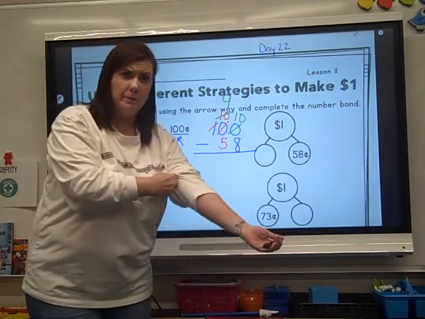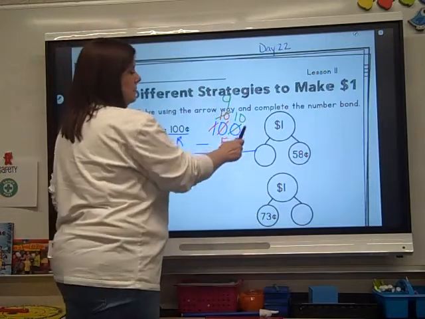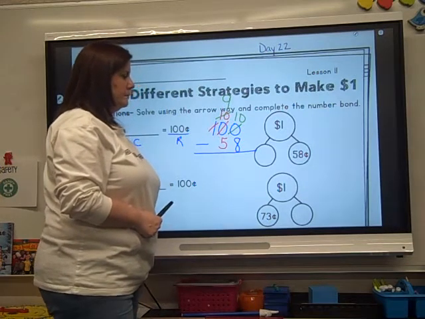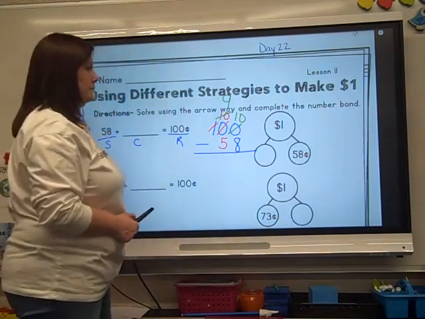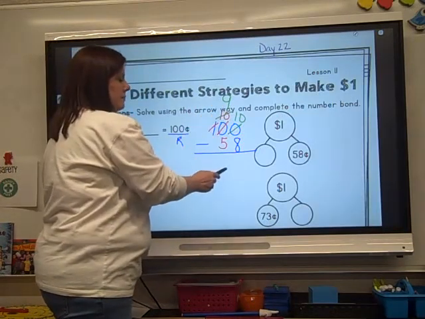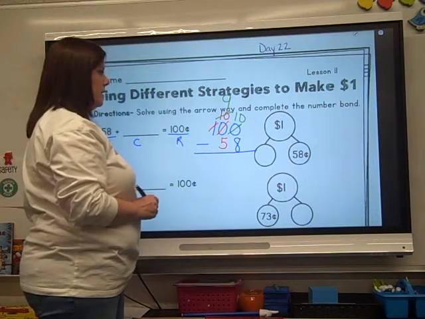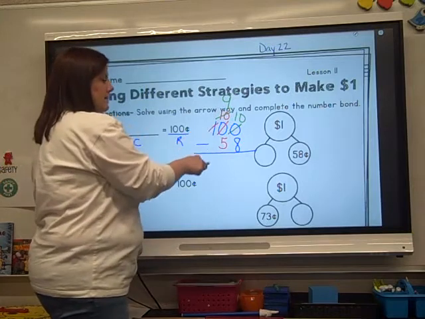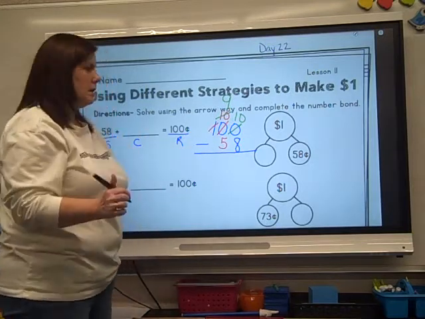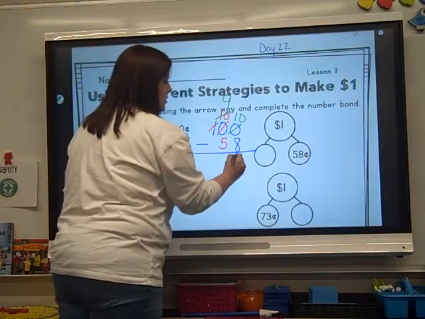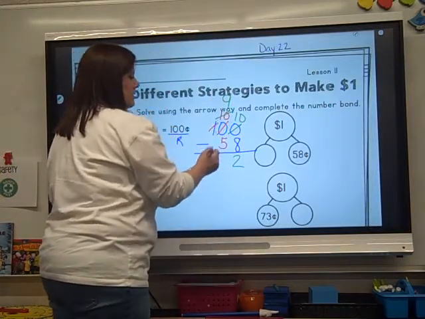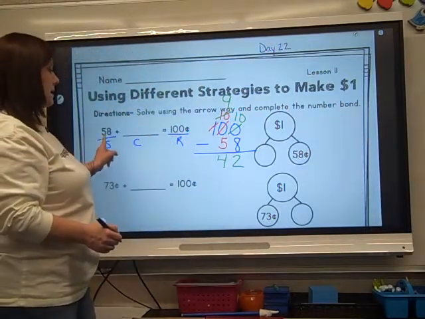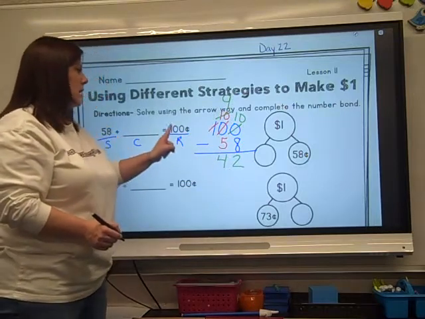Now can I do the problem? Let's look. 10 subtract 8. You know that. 9 subtract 5. Use your number line. Get it done. And then there's nothing left in that hundreds column, so you don't put anything. So I hope 10 subtract 8, you should have gotten 2. 9 subtract 5, 4. 42 cents. So 58 cents plus 42 cents equals $1.